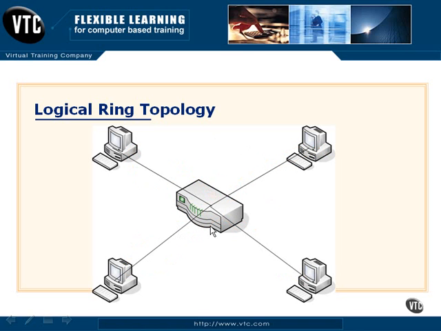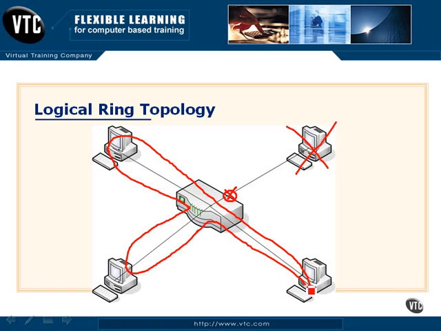This central connecting device is a lot different from what we might see in a logical bus environment. It's called a multi-station access unit, and it has some special features built in. For example, if this computer failed, under a physical ring topology, our entire network would go down. But because we've moved to a physical star, our multi-station access unit will close this port off and allow the ring to continue to flow in the correct manner.